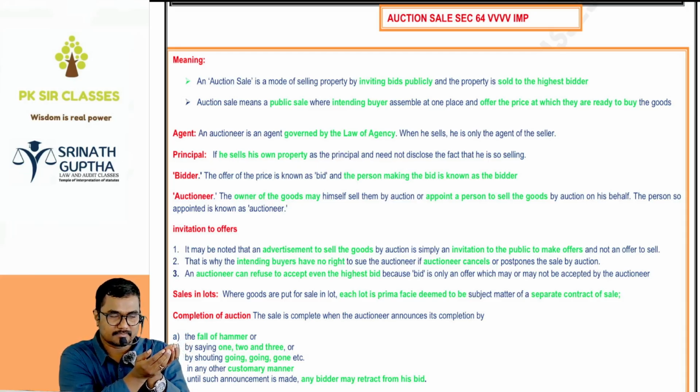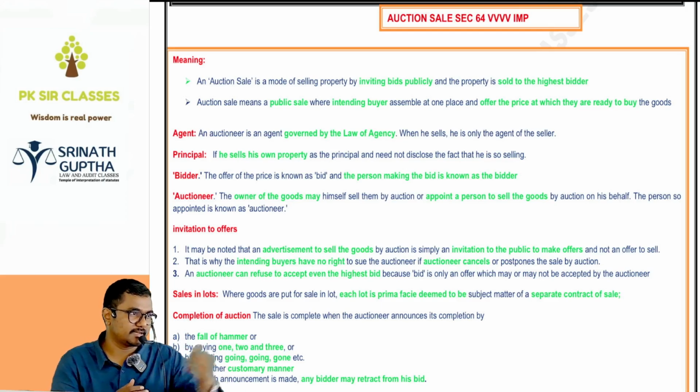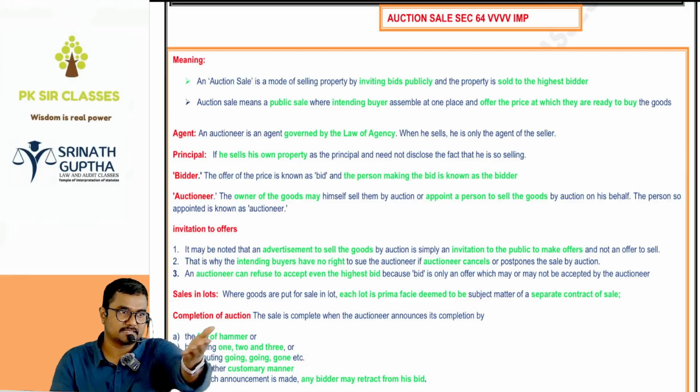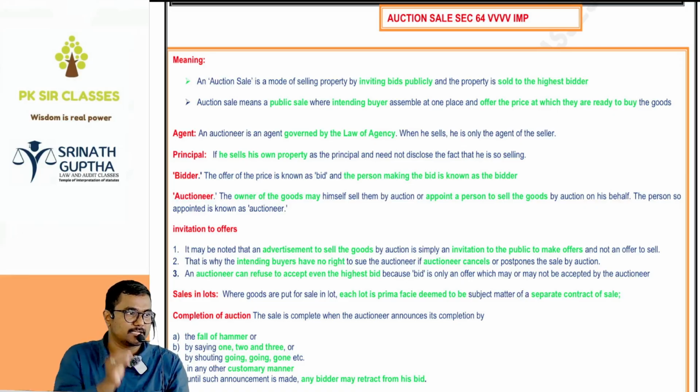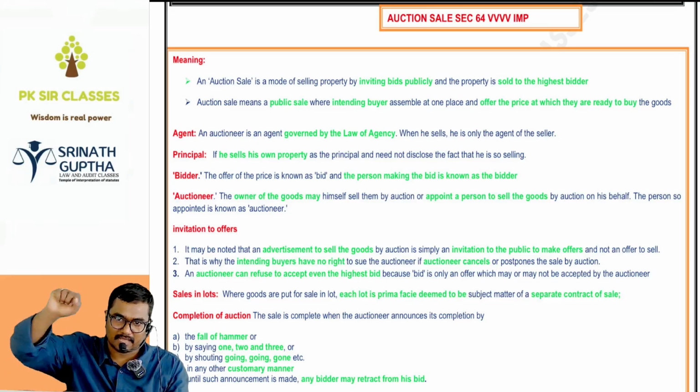Then Gopal said 2,000, he said 5,000, he said 10,000, he said 20,000, he said 50,000, and she said 1 lakh rupees. These people are said to be bidders. The prices offered by these people are said to be bids. The auction is completed by shouting going, going, gone, or 1, 2, 3, or hammer number 1, hammer number 2, hammer number 3.